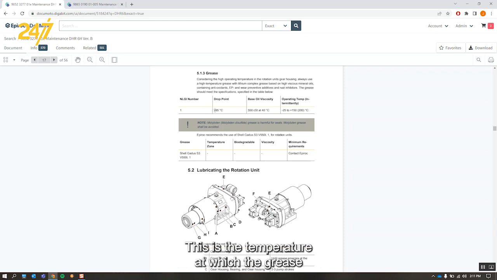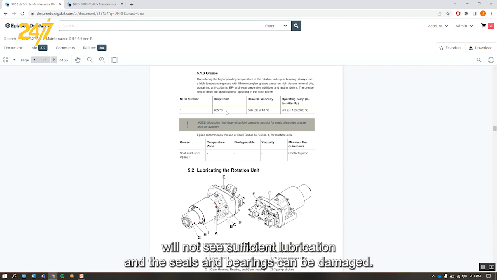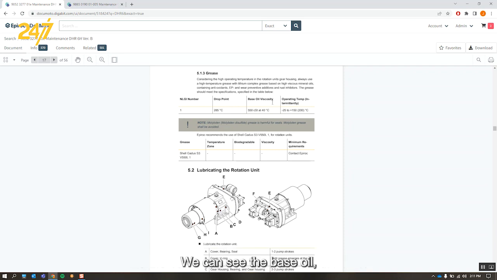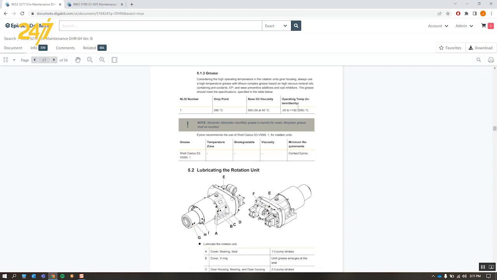This is the temperature at which the grease will actually melt off of a surface. And in this case, if this is too low, which many greases are, the rotary head will not see sufficient lubrication and the seals and bearings can be damaged. We can see the base oil viscosity and the operating temperature that this is stated to run in. There's no need to deviate from this. Follow the instructions and you'll have good service life.